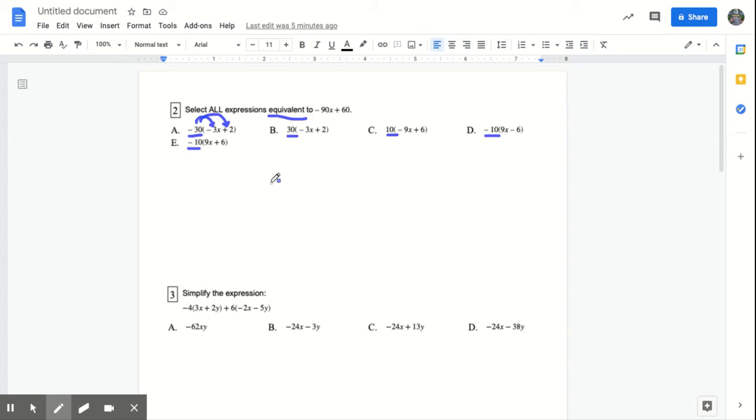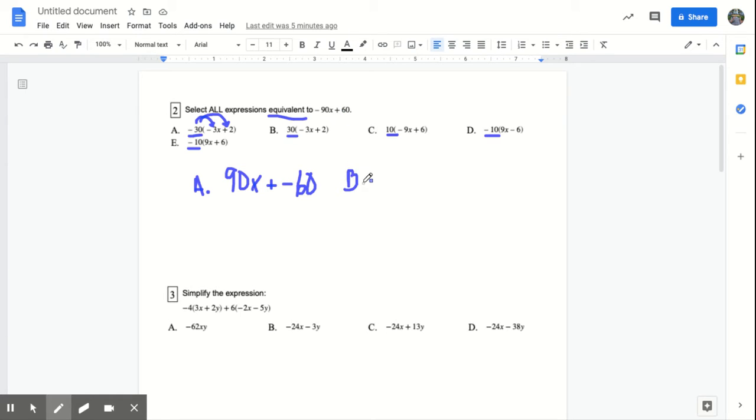So let's take a look at A. Negative 30 times negative 3x would be positive 90x. This is for A. And then negative 30 times 2 would be negative 60. All right, so that one doesn't equal what we had up here at the very beginning, so I know that A is not an answer.